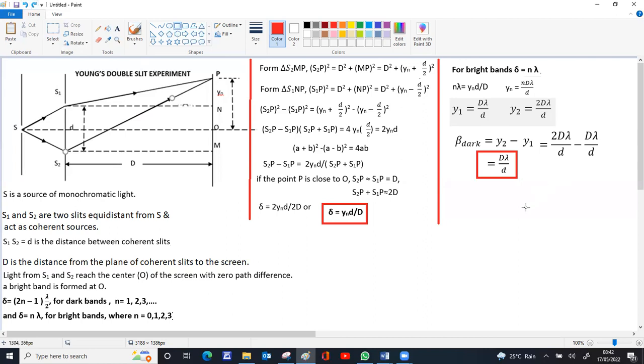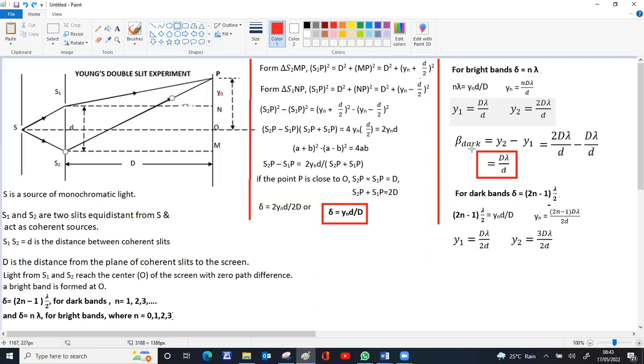For the width of the bright band, we should go for the position of the dark band. For dark, the condition is path difference equal to (2n minus 1) lambda by 2. So substitute this delta here. We'll get (2n minus 1) lambda by 2 is y_n d by D. Get y_n by putting d and D on the other side. So (2n minus 1) D lambda by 2d. Now we again find y1, y2. Putting 1, it will be 2 into 1 is 2, 2 minus 1 is 1. So D lambda by 2d. Putting 2, 2 into 2 is 4, minus 1 is 3, so 3 D lambda by 2d.